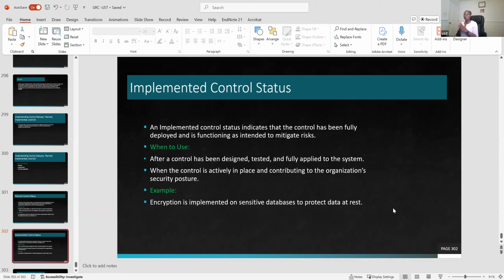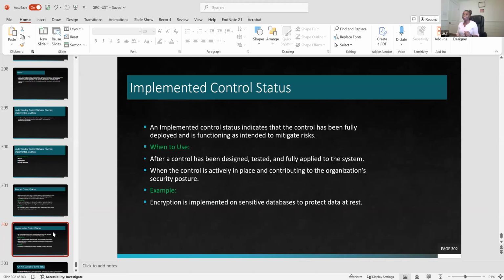So again, implemented control status means controls that have been fully deployed and are operational, they are working, right? And when most ISSOs assess security controls, many times you're going to be doing planned controls just to check the efficacy of those security controls.